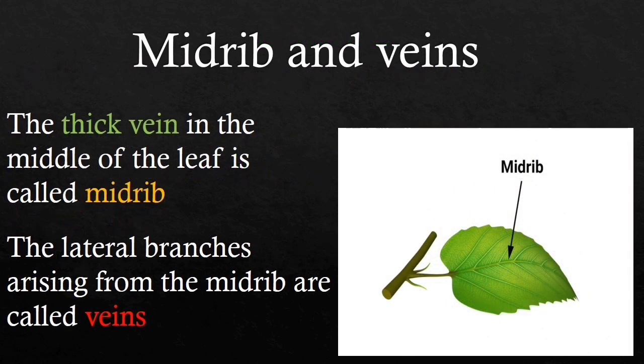Midrib and veins. The thick vein in the middle of the leaf is called midrib. The lateral branches arising from the midrib are called veins.